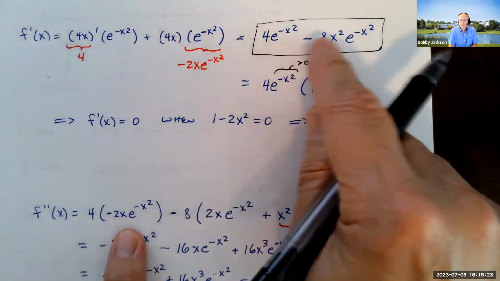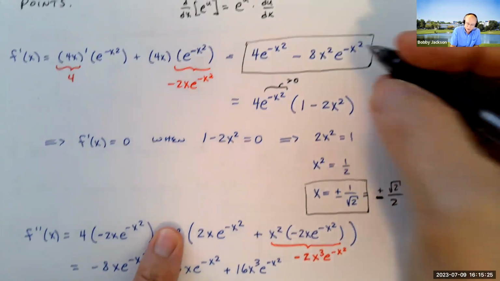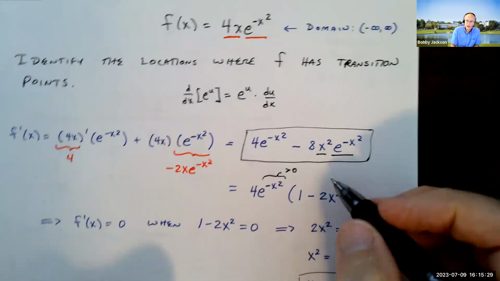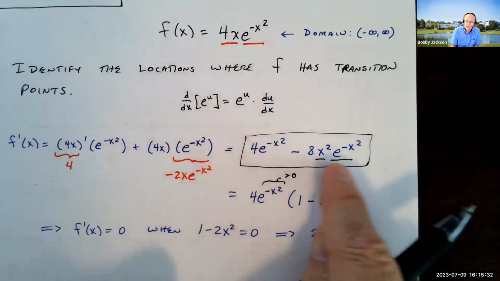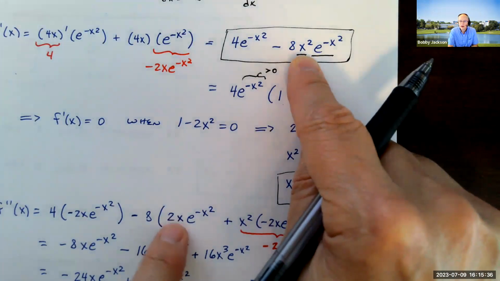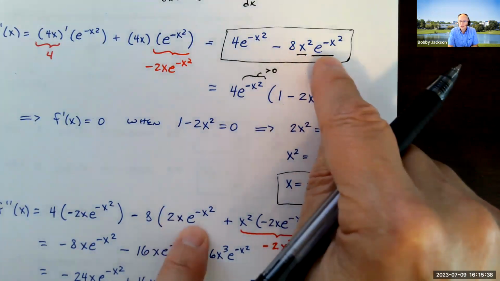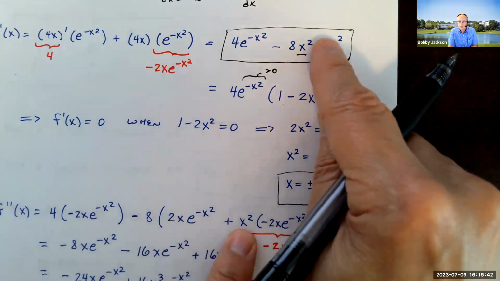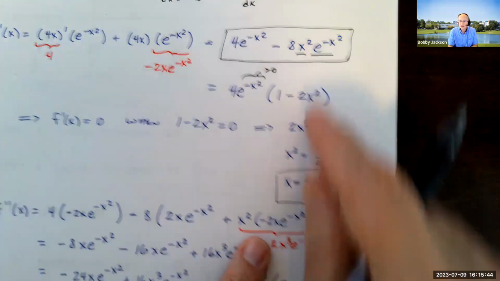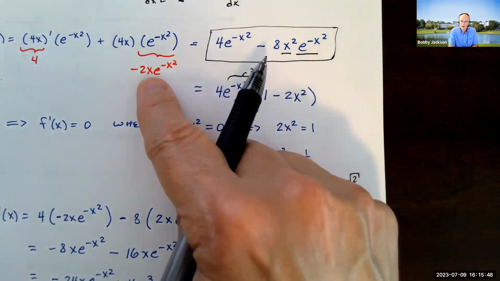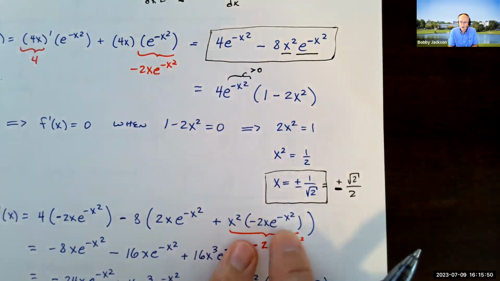Okay, minus 8. I'm going to pull the 8 out. And then what do I have? x squared times e to the negative x squared. So like I started with, this is a product rule. So I have to take the derivative of x squared, which is 2x, times e to the negative x squared, plus x squared times the derivative of e to the negative x squared, which is negative 2x e to the negative x squared.